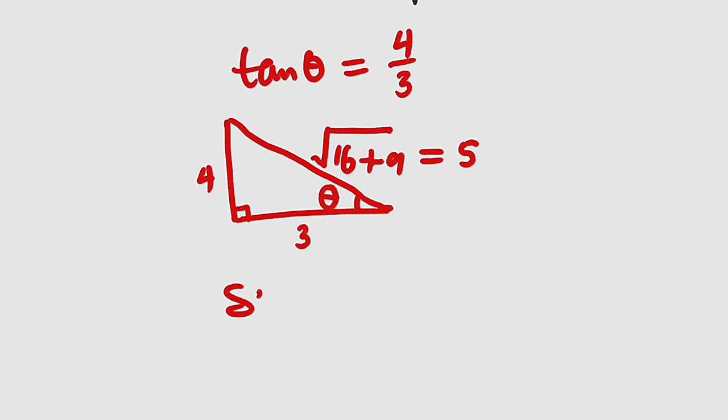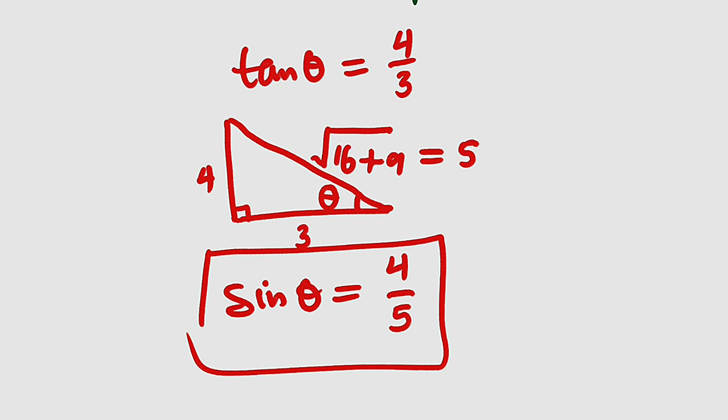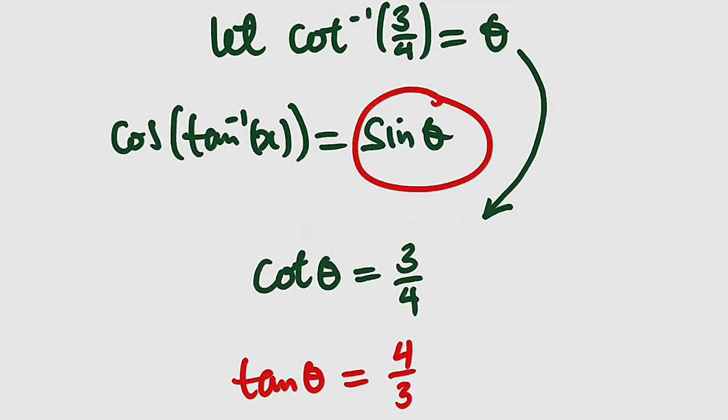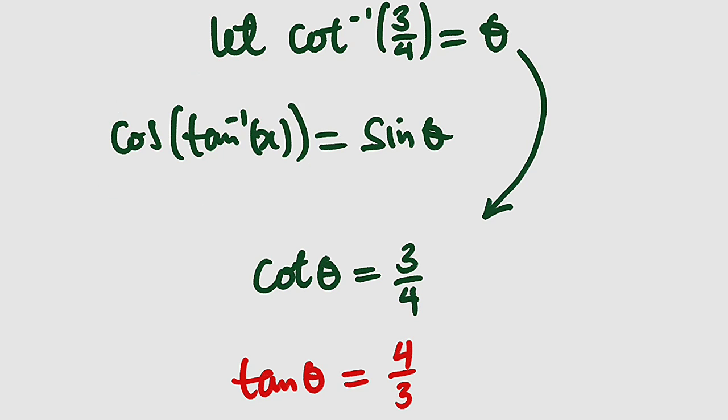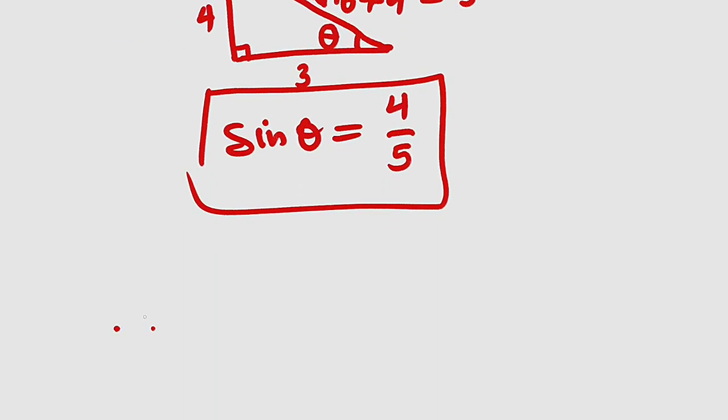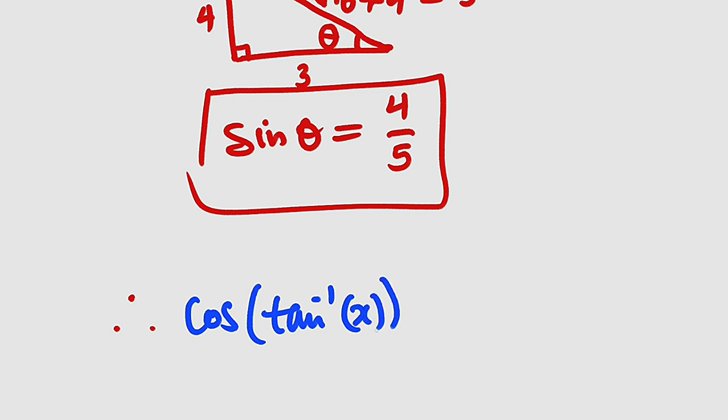So what is sine of theta? Sine of theta is opposite divided by the hypotenuse. The opposite is 4, the hypotenuse is 5, so we have 4 over 5. It means that the whole of this sine theta is 4 over 5, so we can equate it to 4 over 5. Therefore, cosine of tan inverse of x is equal to 4 over 5.